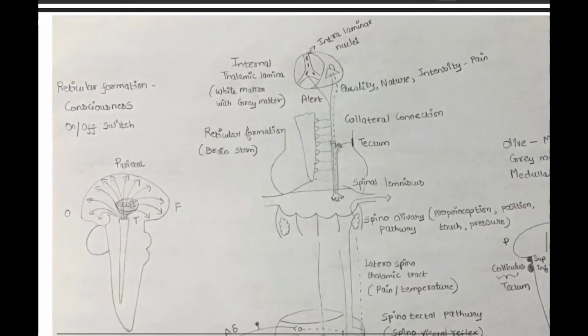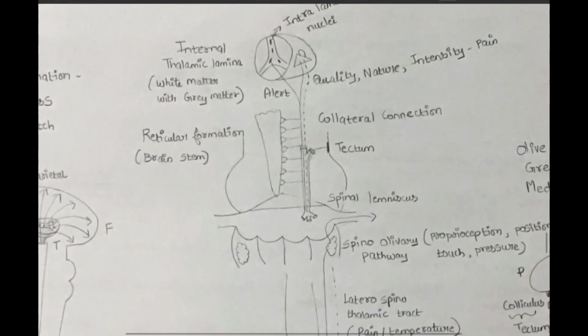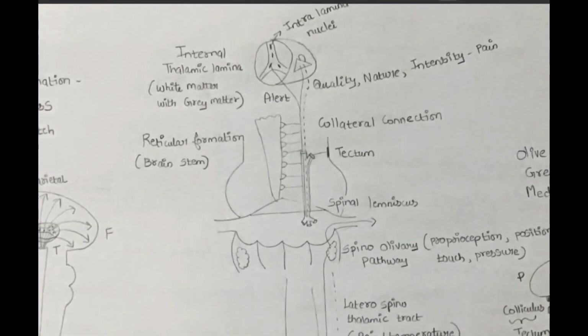So what happens when the signal goes to the reticular formation? From the reticular formation, the signal will go to all the cerebral cortex without missing any places. Also know that the pain fibers from the slow pain and the fast pain will go to the nuclei of the thalamus, but some slow pain fibers go to the internal thalamic lamina.